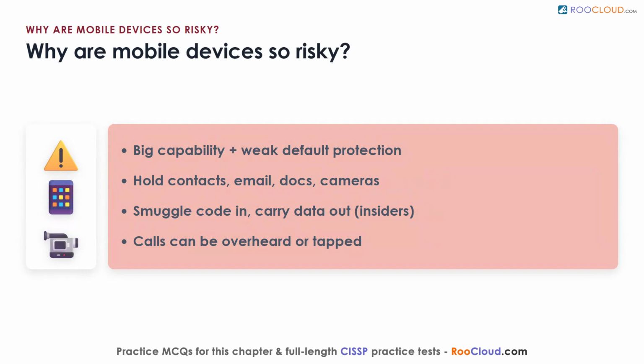So why are mobile devices such a security headache? Because they combine huge capability with weak default protection. Many run stripped-down operating systems that never got the decades of security hardening a desktop received. They hold contacts, messages, email, documents, and cameras that can capture sensitive scenes in a second. They also become smuggling tools. A malicious insider can carry code in on a phone or memory card, then carry stolen data right back out. And do not forget eavesdropping, since conversations can be overheard or even tapped. Treat every mobile device as a tiny, mobile branch office that could leak.